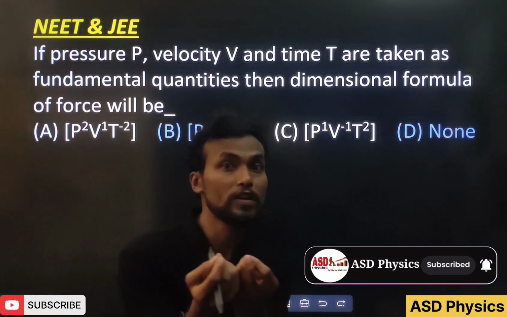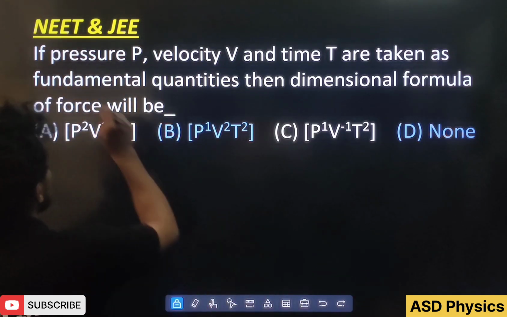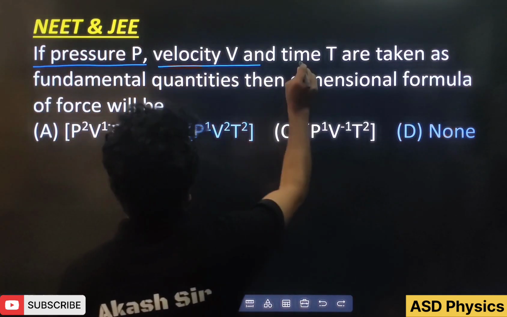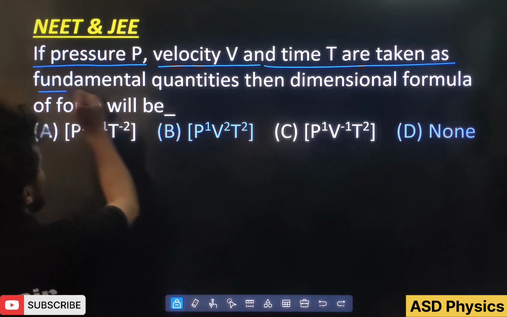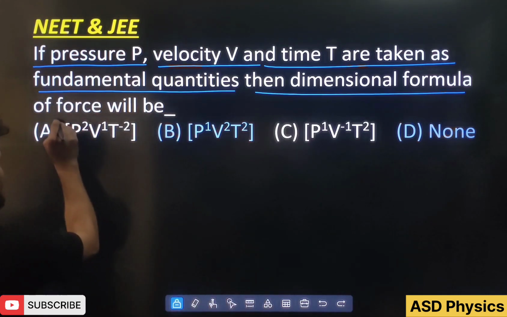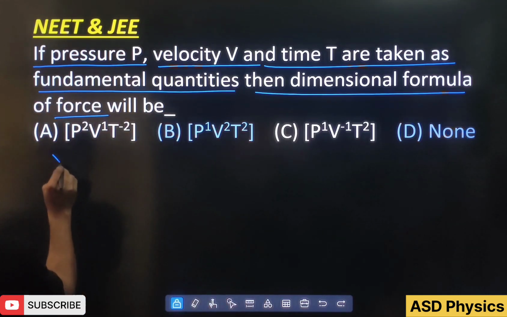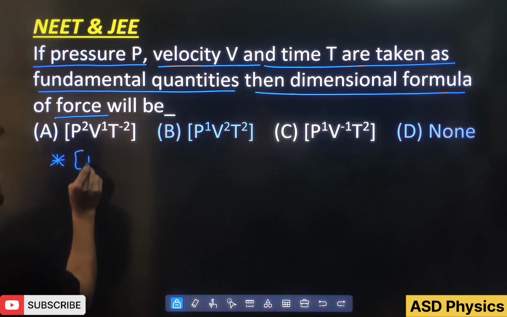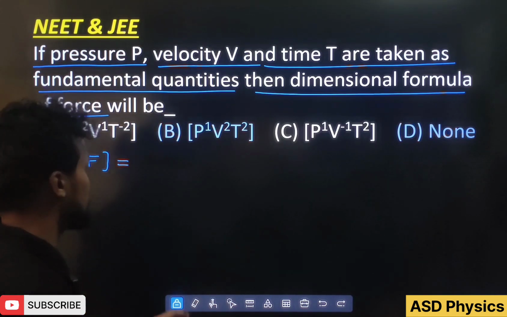So here what we have to do is go with the basics. The question is this: if pressure, velocity and time are taken as fundamental quantities, then what is the dimensional formula of force? Here I will write that the dimensional formula of force depends upon pressure, velocity and time.